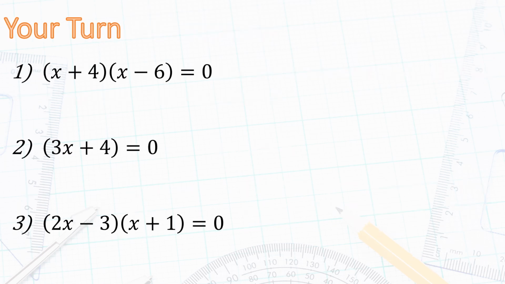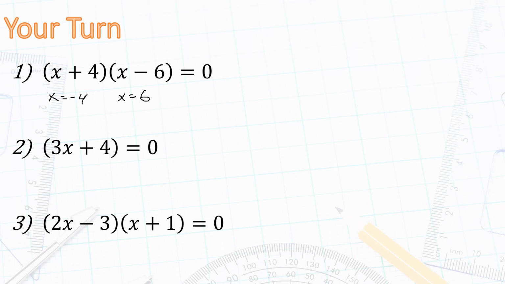All right, take a shot at it. Pause the video, come back and see the solutions. So in the first one, x plus 4 and x minus 6. So if x plus 4 is equal to 0, x is equal to negative 4. If x minus 6 is equal to 0, x is equal to 6. Those are the easy ones.